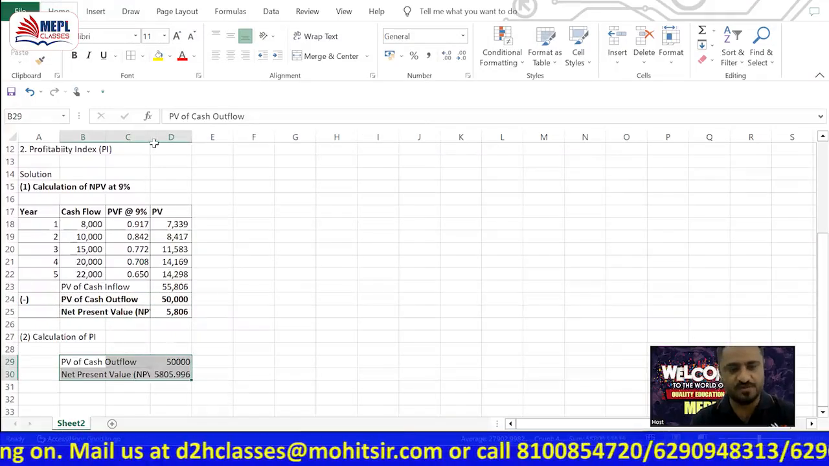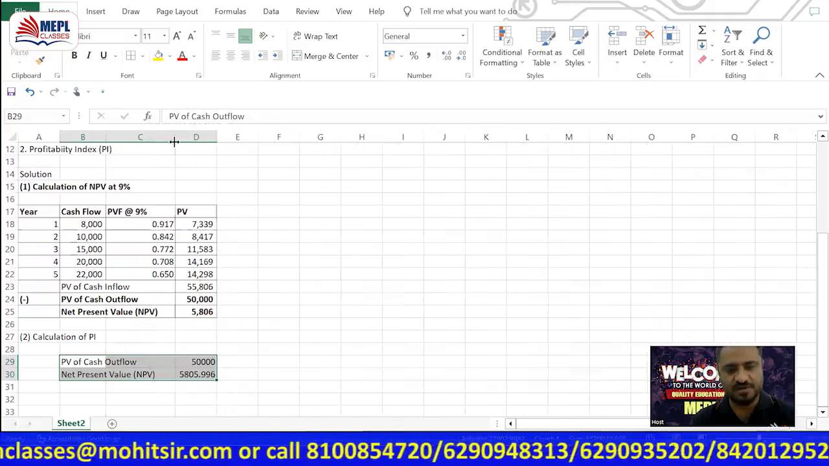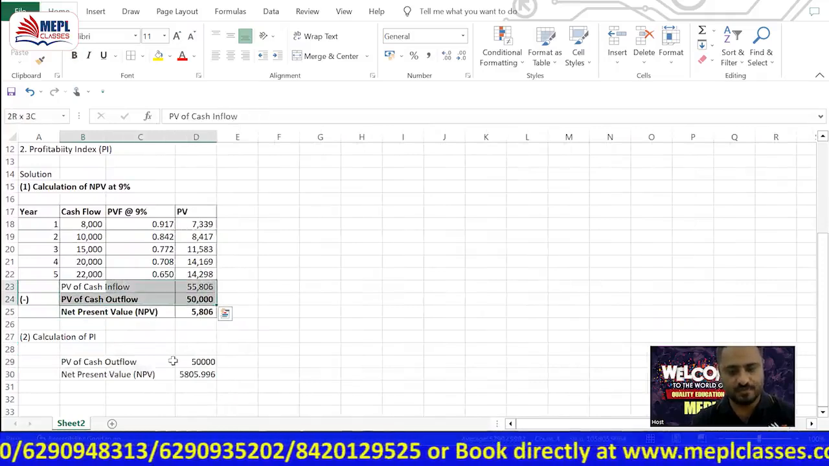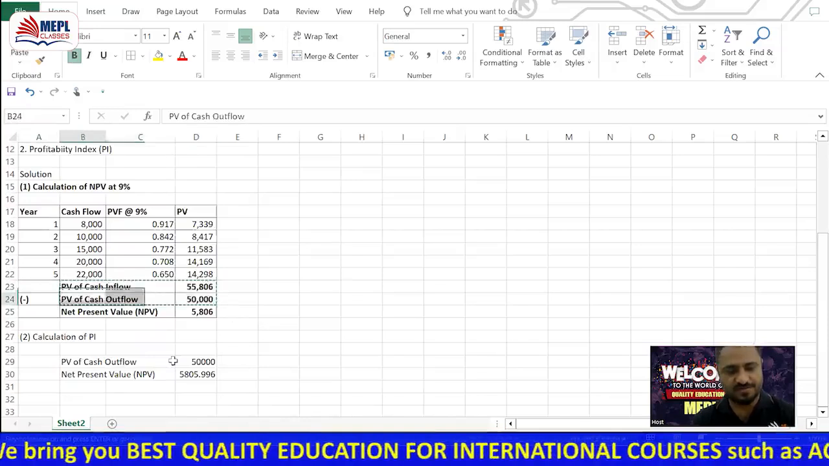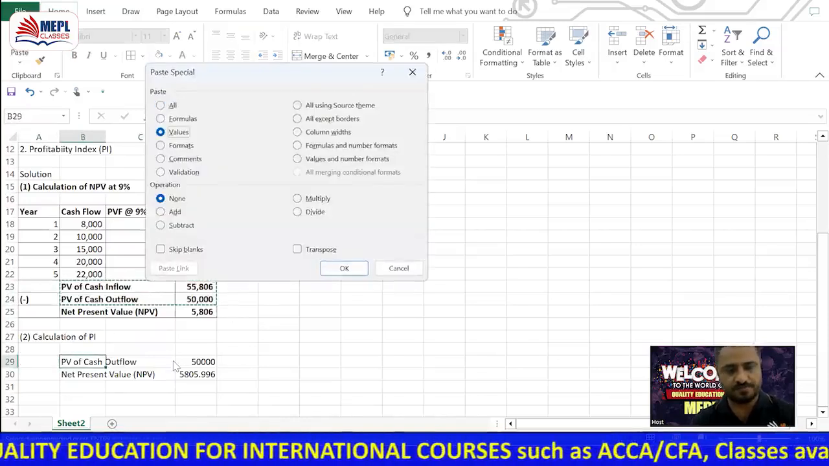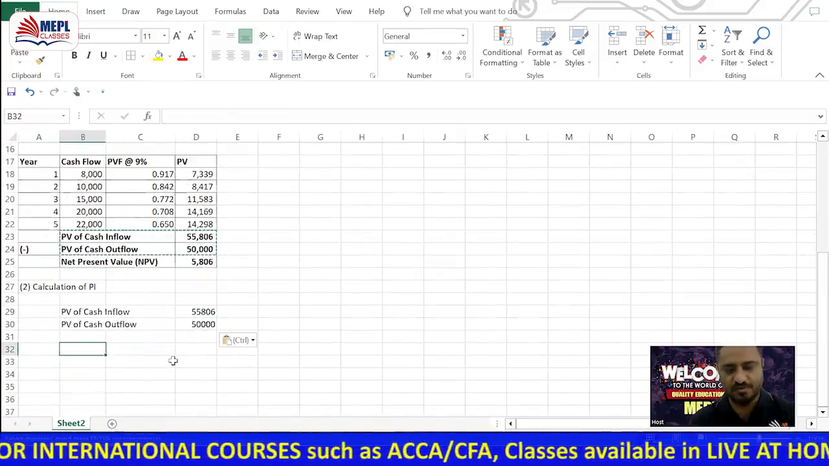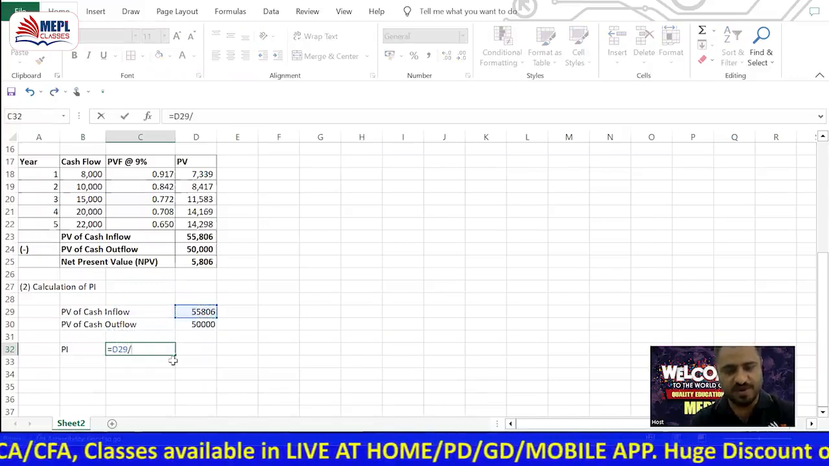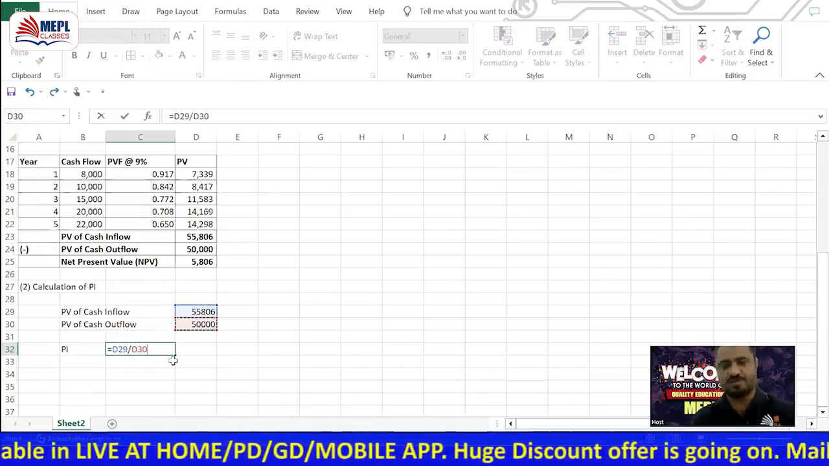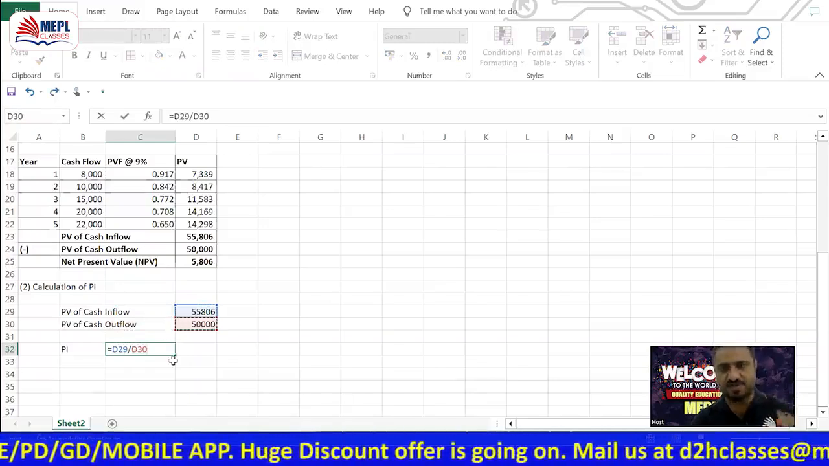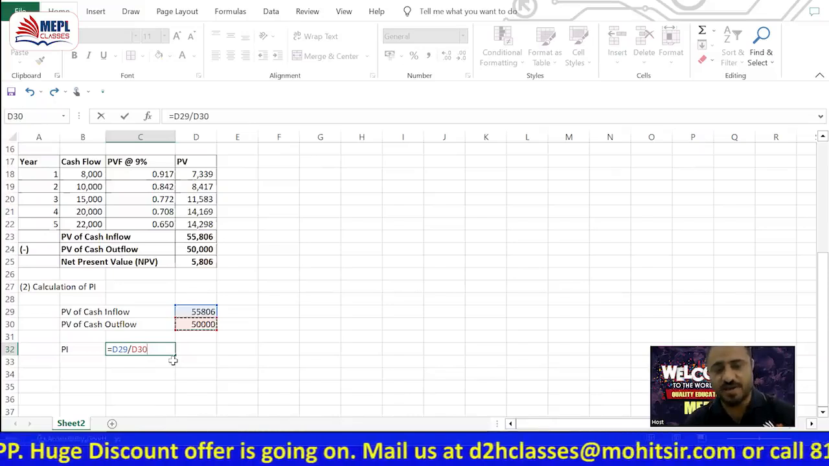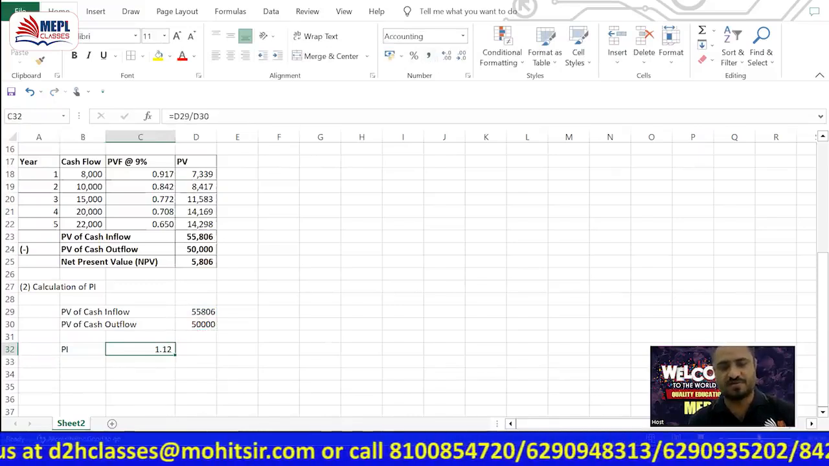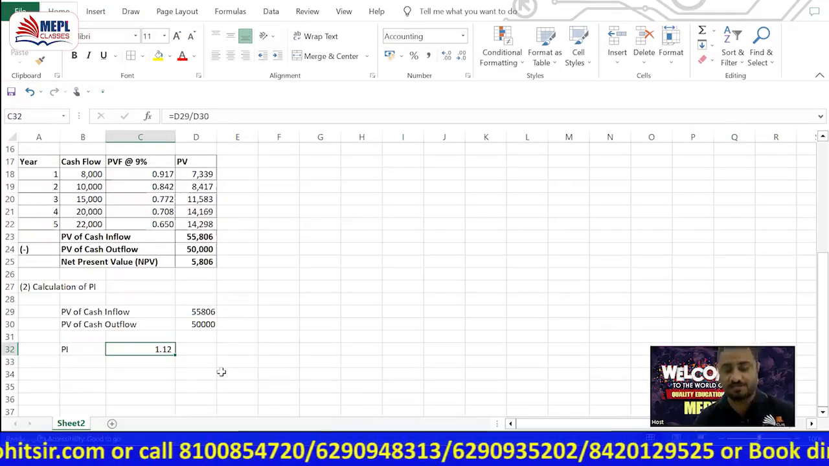If you have these two values readily available with you, you can very well calculate the profitability index. So the formula to calculate the profitability index is present value of inflow divided by present value of outflow. Pay attention towards the formula. It is present value of inflow divided by present value of outflow. So two decimals will be enough. 1.12 is the profitability index.